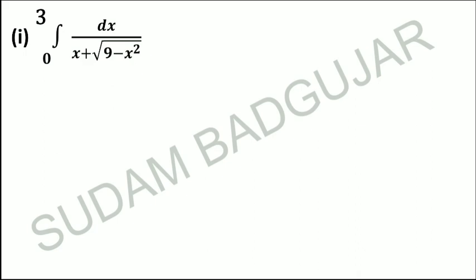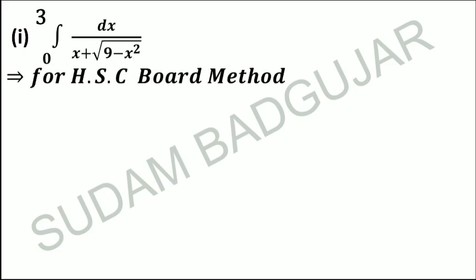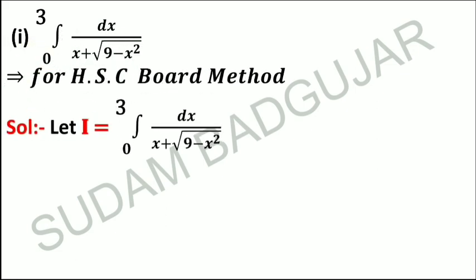But you have to observe here, what is the numerator? The numerator is 1. The denominator is a sum of two terms, but the numerator is 1. So here don't apply the previous trick, don't apply the previous formula. First I will show you by the traditional method. Let I be equal to the given sum, that is the integration of 1 upon x plus under root of 9 minus x square, into dx from 0 to 3.